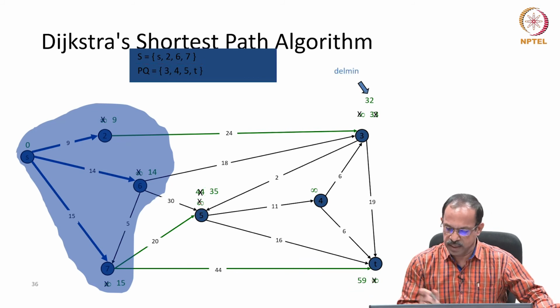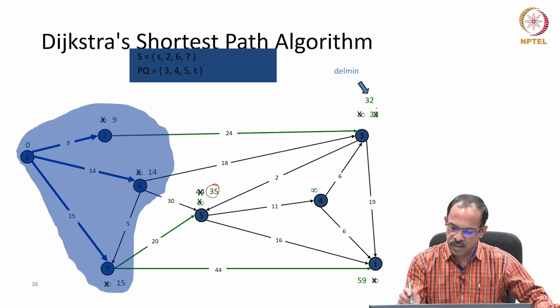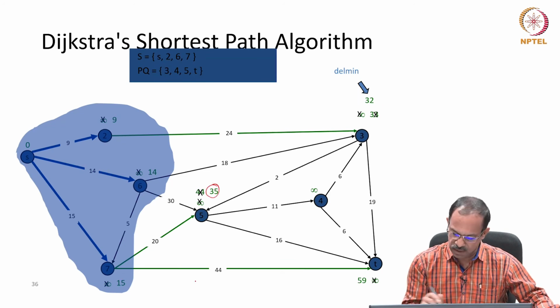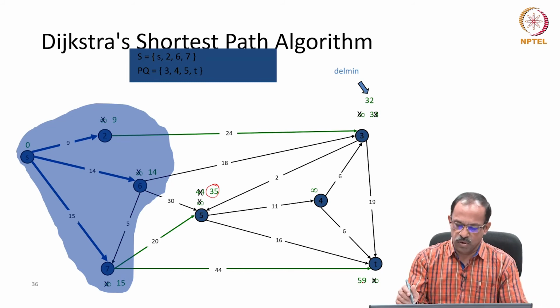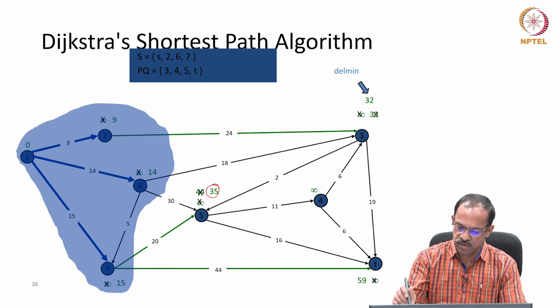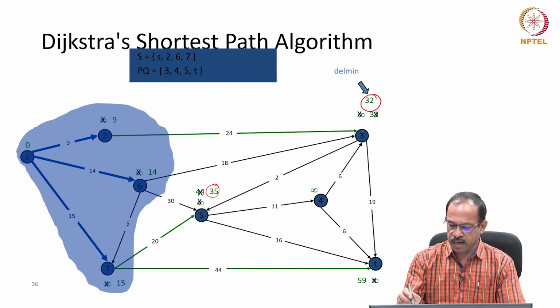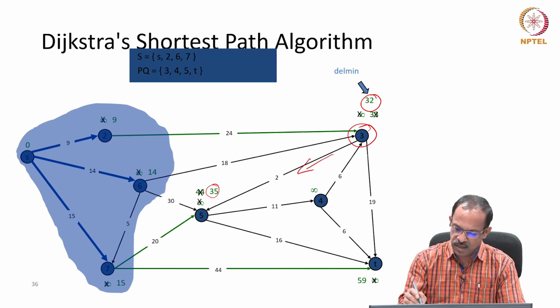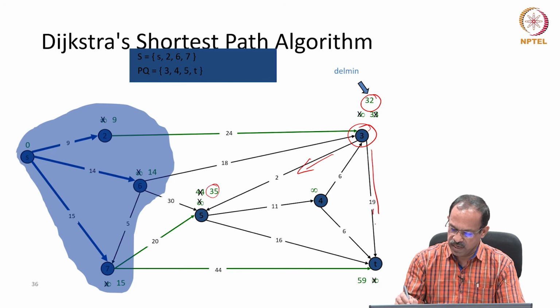Oh, sorry, yeah, 32 is the smallest one, because 35 is there, 32 is there and 59 is there. So, unexplored, this is 32. So, 32 will be expanded further because this is 35. So, 32 will be expanded. So, this node will be expanded, and this node has got one root here and one here also.